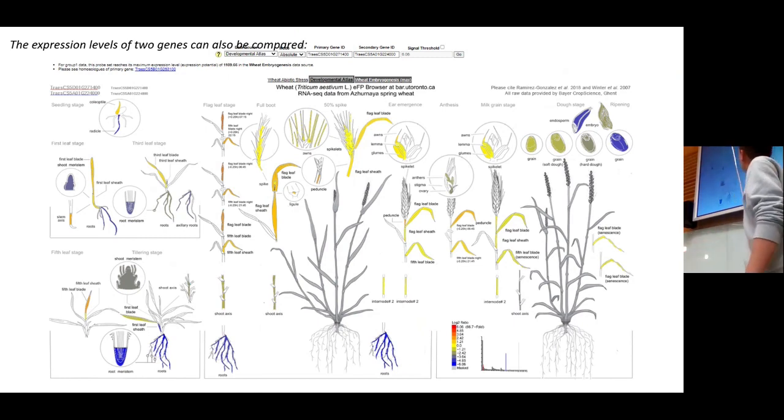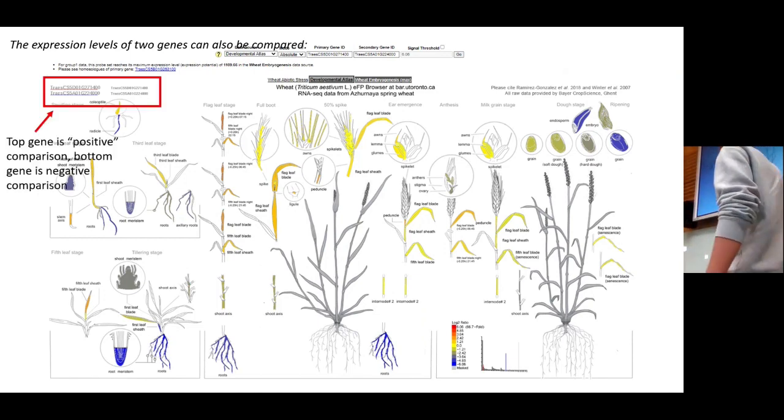But then alternatively, rather than altering your signal threshold like I did in the earlier slides, you can directly compare two different genes. So this is both of the example genes here. So you have input there and they're shown here. The top gene, this first gene I showed you, is shown in red, and the bottom, the second gene, is shown in blue.